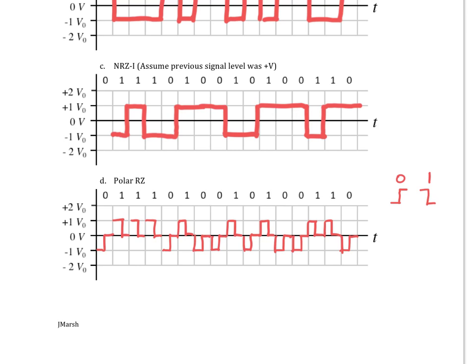Okay, so this hopefully is reasonably straightforward, and you can look at these waveforms and grade your homework by looking at this. Okay, I will stop here on this video. I hope this helps.